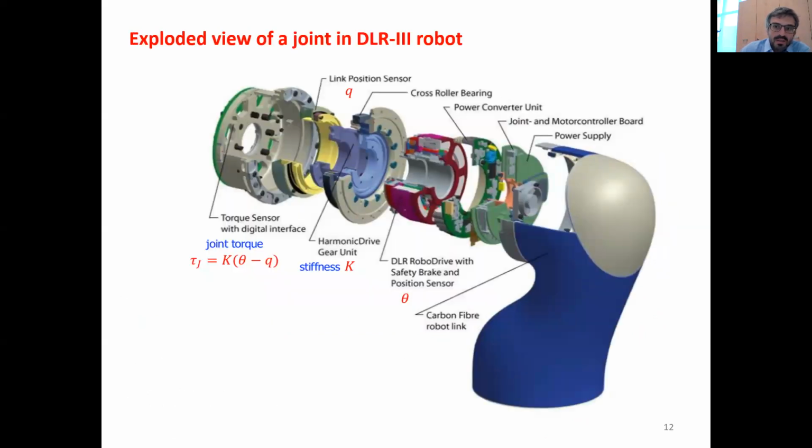Of course, you have a con, and the disadvantage of this drive is that because of the flexible spline, we have elasticity, so we have some stiffness in the transmission of the motion between motor and load. We see here that we have an electrical motor, we have the harmonic drive, and here we have the load connected to the circular spline.